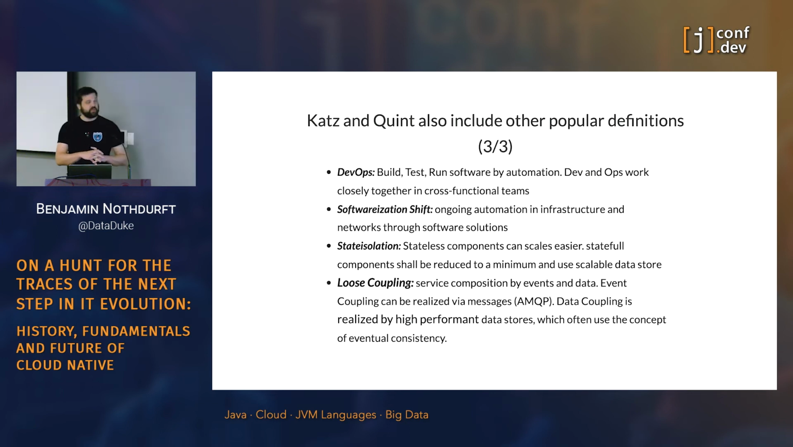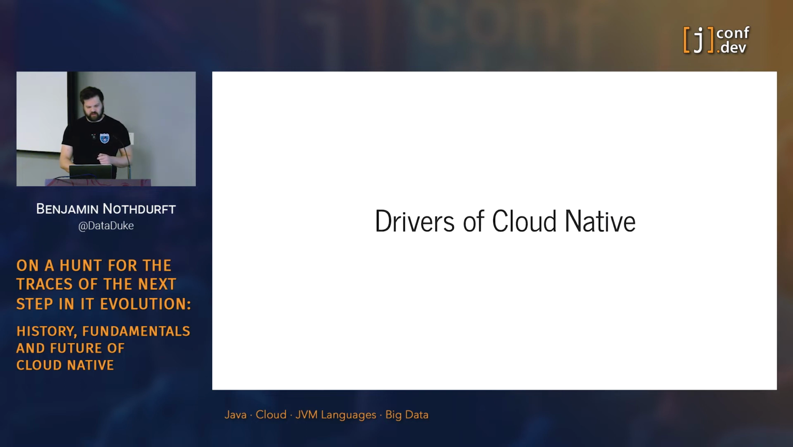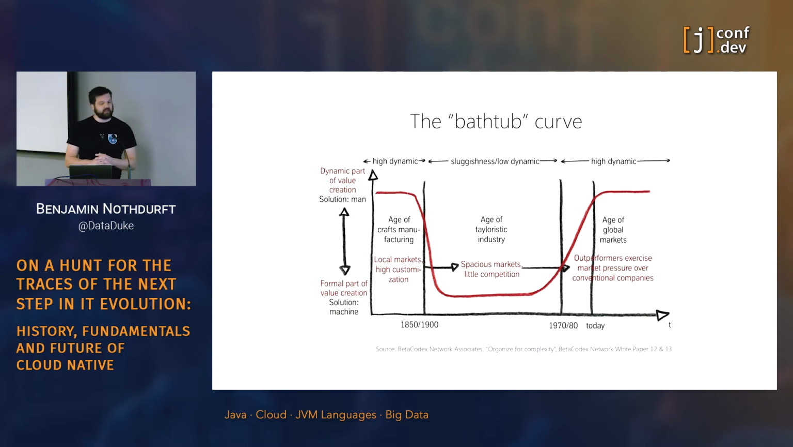They also took into account that DevOps is a natural fit, meaning build, test, and run, and all the automation part. And they also realized that there is a softwareization shift, so everything gets automated in the infrastructure and network world. The other things I will go into later in detail at the example.